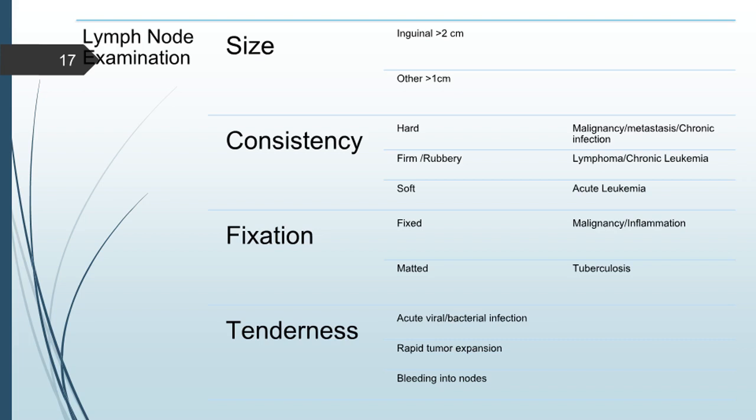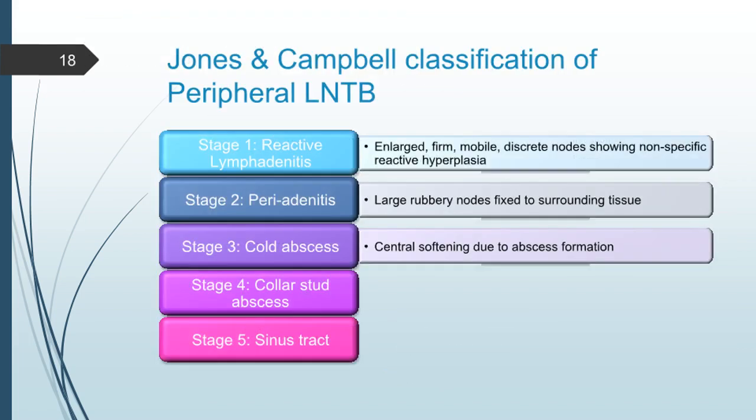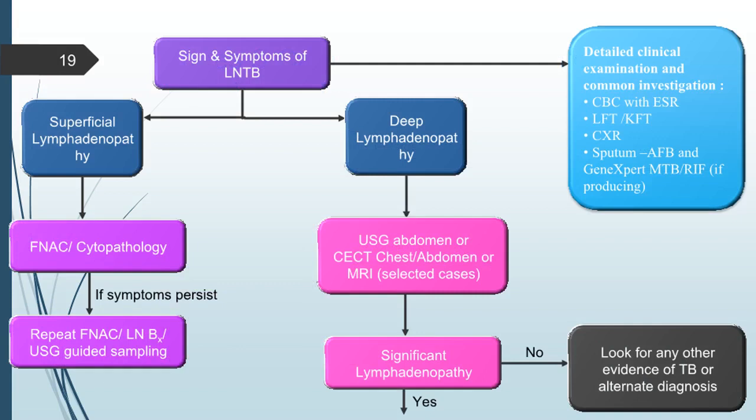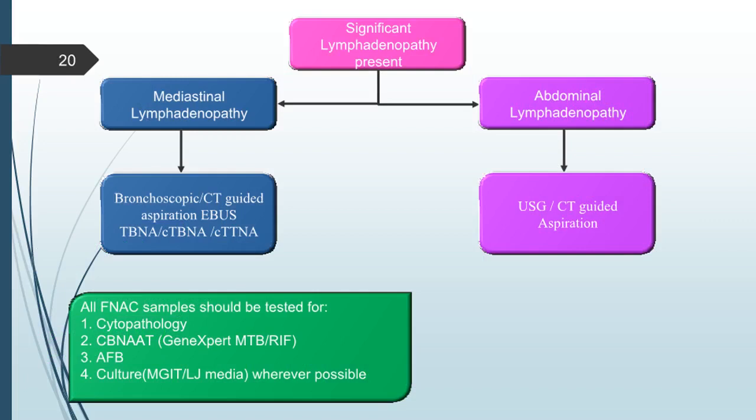Jones and Campbell classification of peripheral tubercular lymphadenitis divides tubercular lymph nodes into 5 stages: reactive lymphadenitis, periadenitis, cold abscess, collar stud abscess, and sinus tract formation. This is a flow chart on how to approach a patient of lymph node TB. All aspirated samples are sent for cytopathology, nucleic acid amplification test, ZN staining and TB culture.